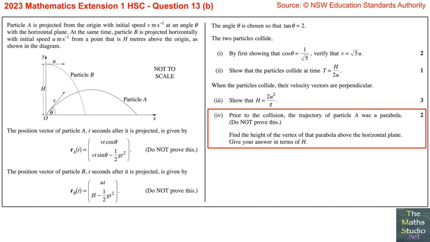Part 4. Prior to the collision, the trajectory of particle A was a parabola. Do not prove this. Find the height of the vertex of that parabola above the horizontal plane. Give your answer in terms of capital H.